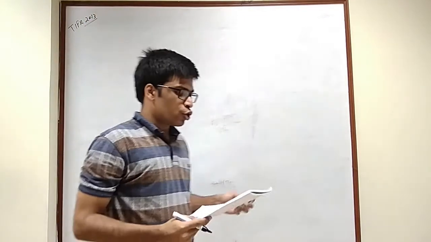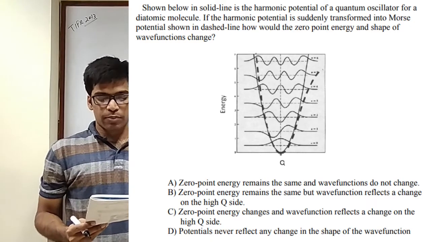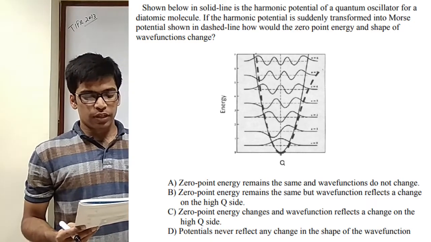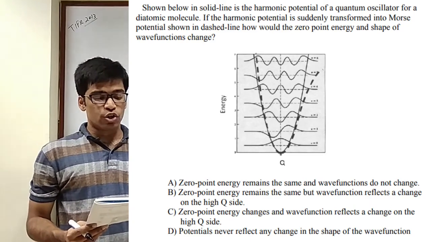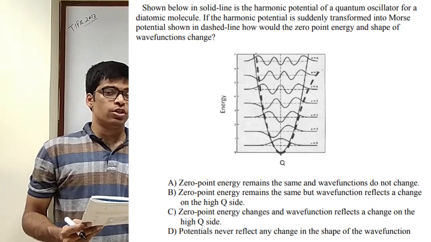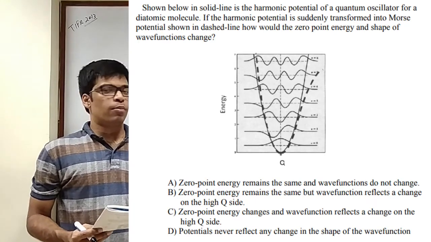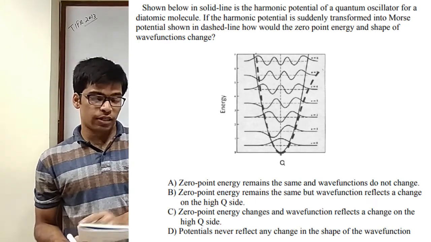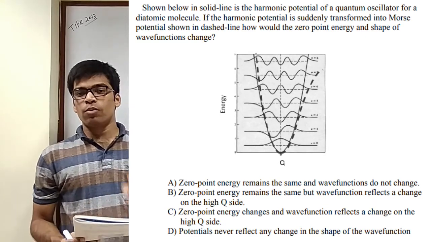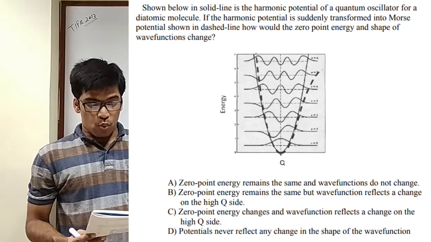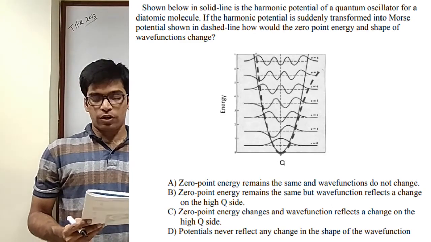And the question says, shown below in solid line is the harmonic potential of a quantum oscillator for a diatomic molecule. If the harmonic potential is suddenly transformed into Morse potential shown in the dashed line, how would the zero point energy and the shape of the wave function change? So if you look at the figure, the solid line is the simple harmonic potential, that is for the simple harmonic oscillator, and the dashed line or the dotted line is for the anharmonic oscillator or Morse potential. And which of the following statements will be true? Zero point energy remains the same and wave function do not change.